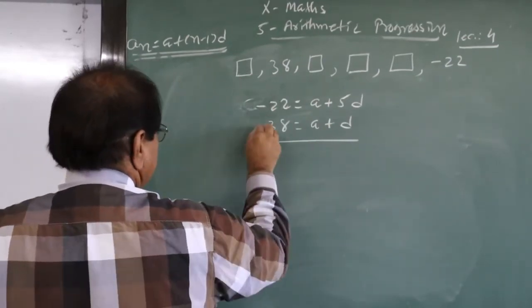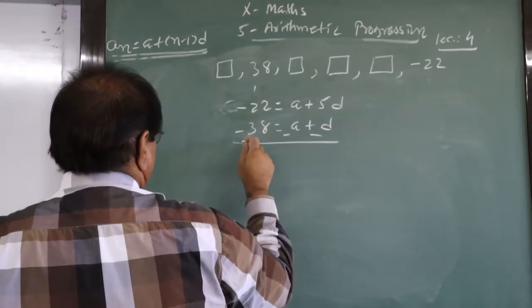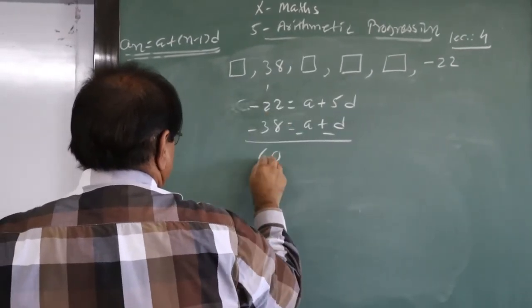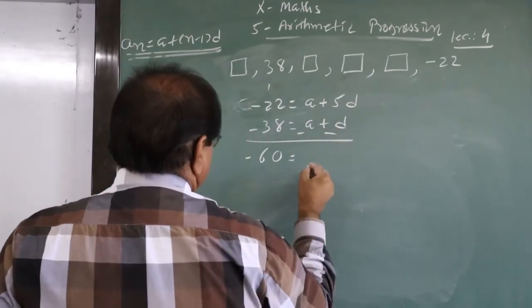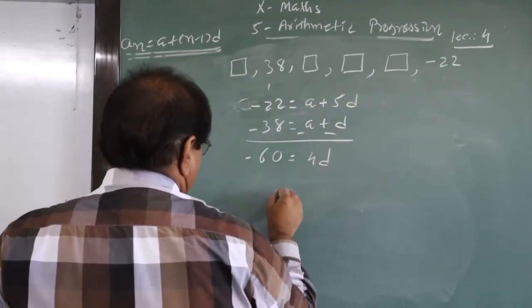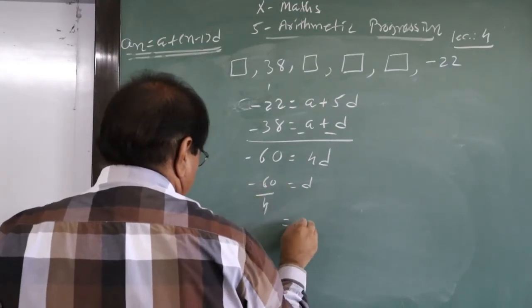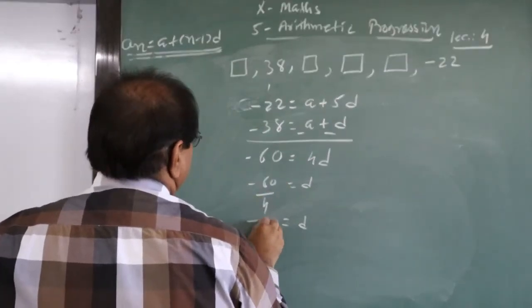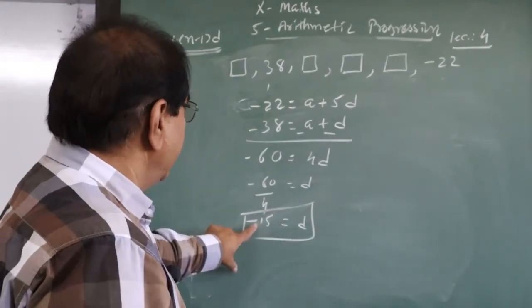So taking the difference: minus 22 minus 38 is minus 60, is equal to 5d minus d, which is equal to 4d. So d is equal to minus 60 upon 4. So d is equal to minus 15. Okay. So minus 15 is the difference.